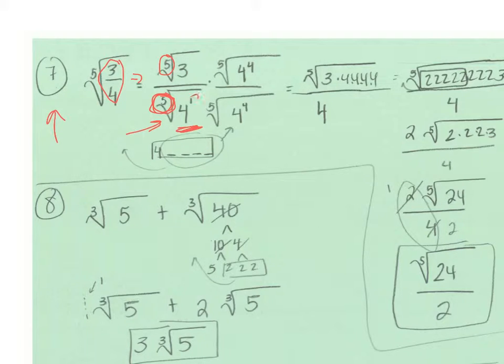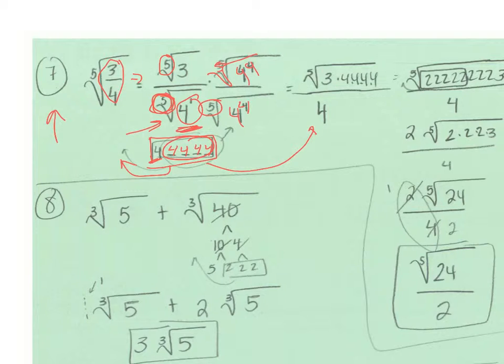So if right now we have 1, 4, you say to yourself, how many more do I need to complete that set? Well, if we need 5, we need 4 more 4s in order for the radical to be gone. So that's why we multiply by the 5th root of 4 raised to the 4th on top and bottom.